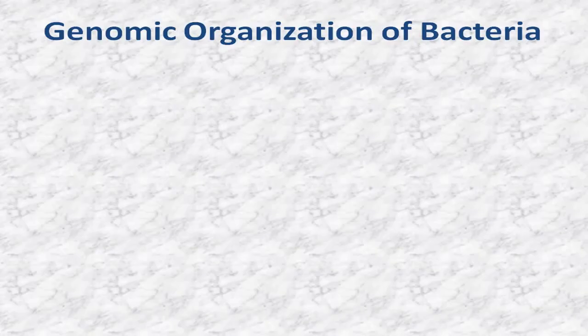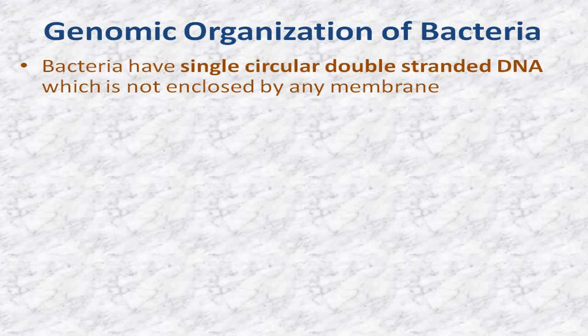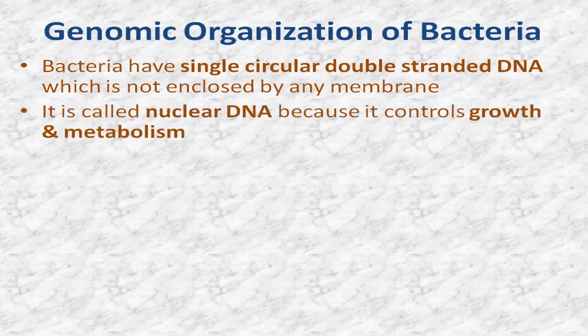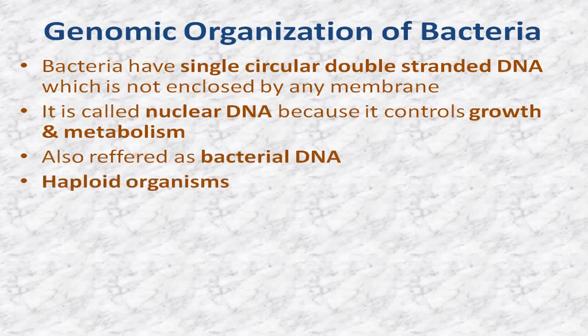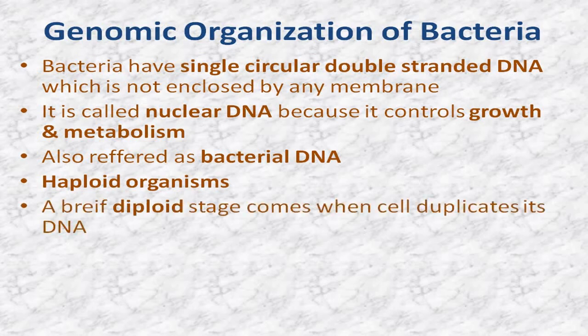Now the genomic organization of bacteria. Bacteria have single circular double-stranded DNA which is not enclosed by any nuclear membrane. It is called its nuclear DNA as it controls growth and metabolism. It is also called bacterial DNA as it is present in the bacterial cell. Bacteria, as they have single circular double-stranded DNA, are haploid organisms.